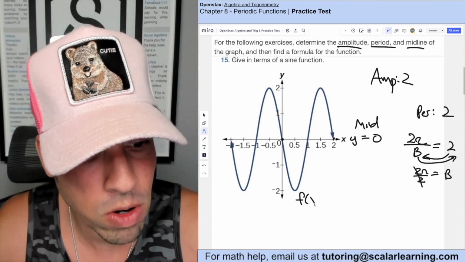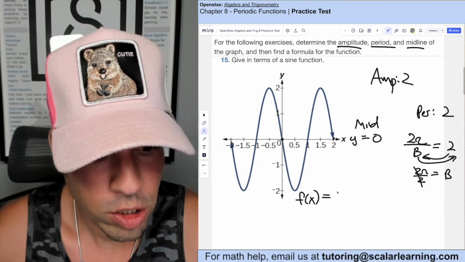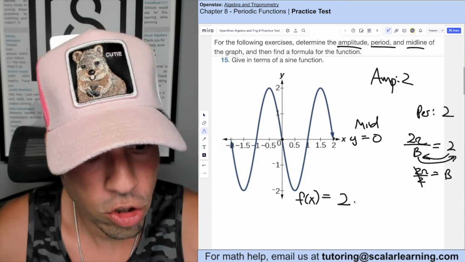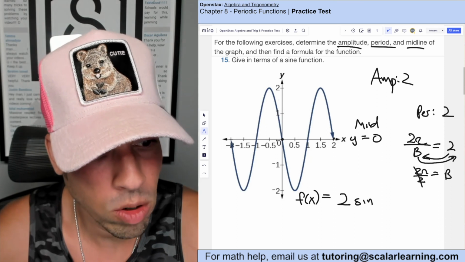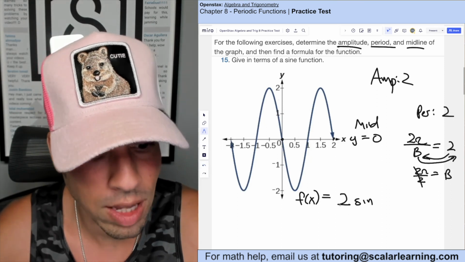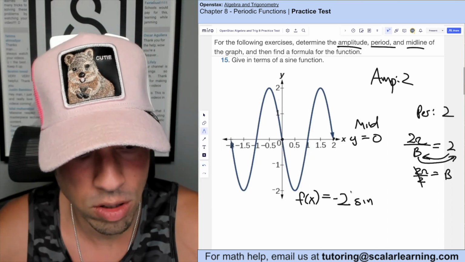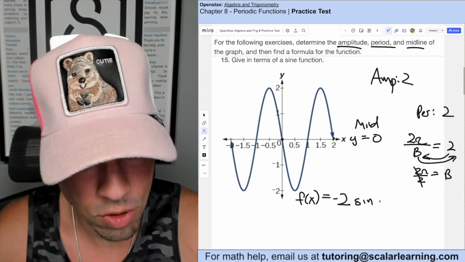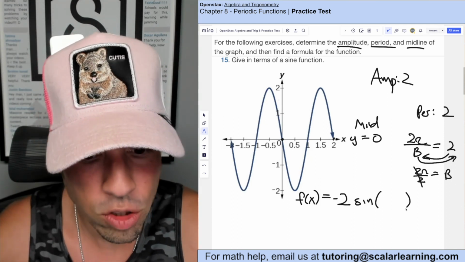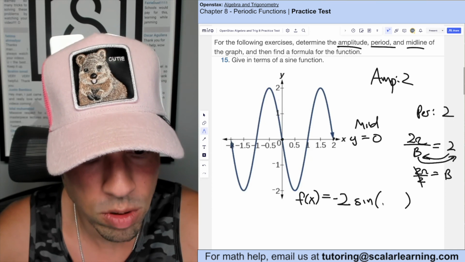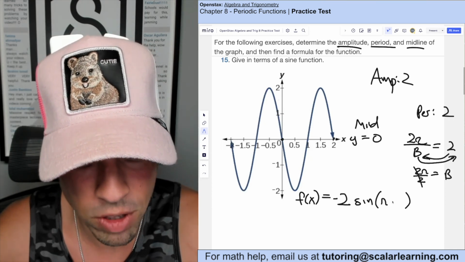So if we have the function f of x equals, we start with the amplitude and 2 sine, and we notice that it goes down instead of up first. That's going to mean we have a negative here, okay? So we need a negative 2, and then this is where that b value goes. The b value goes inside of here as a coefficient in front of the x.